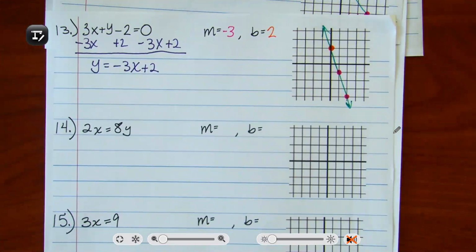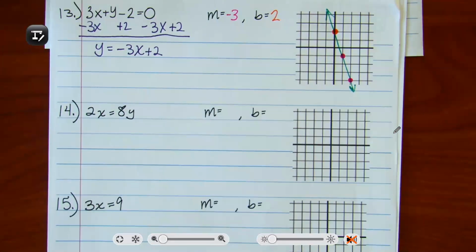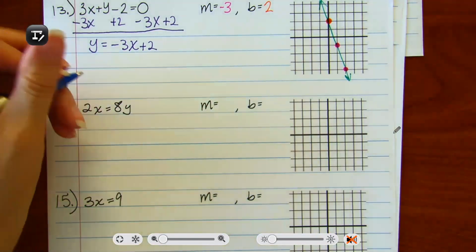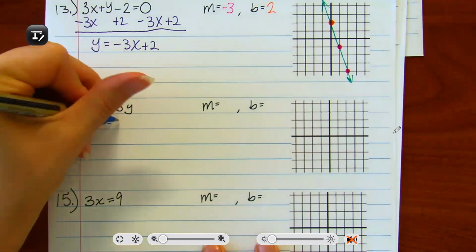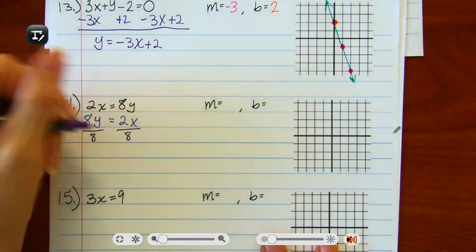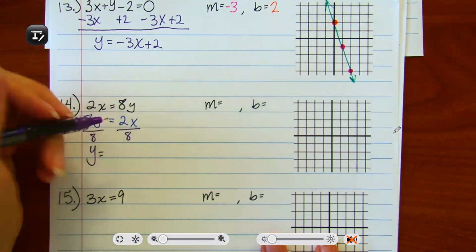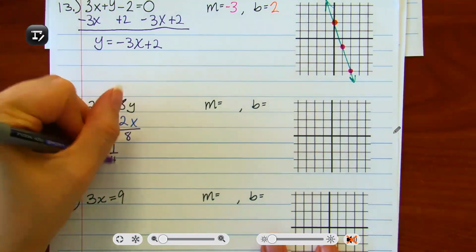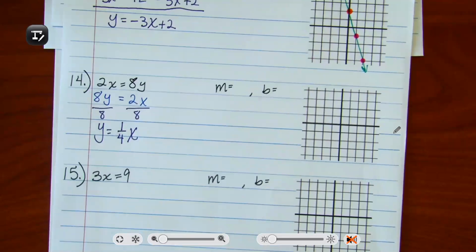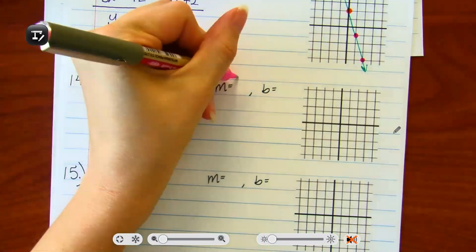All right, so on number 14, again, this is not in slope-intercept form. So I need it to be in slope-intercept form. So I think I would just start by flipping it around so that the y is on the left and the x is on the right. So I'll just go ahead and flip it around and say 8y equals 2x. But then I still need to get y by itself. So I need to divide both sides by 8. So then that would make it y equals 1/4 x. So the slope then is 1/4.